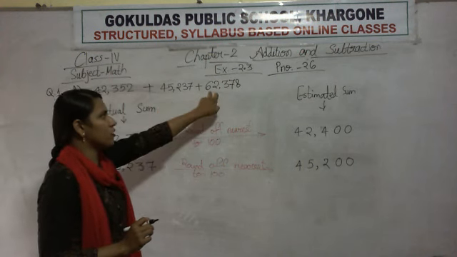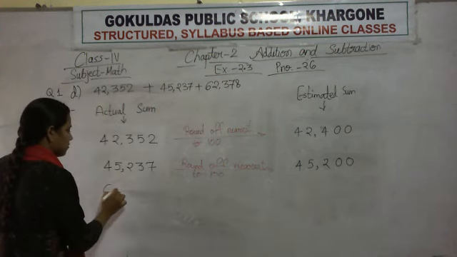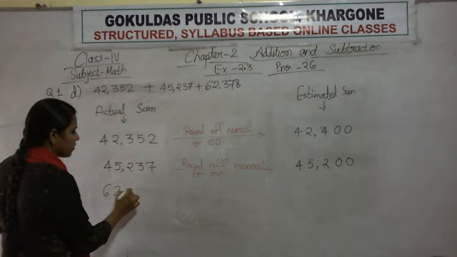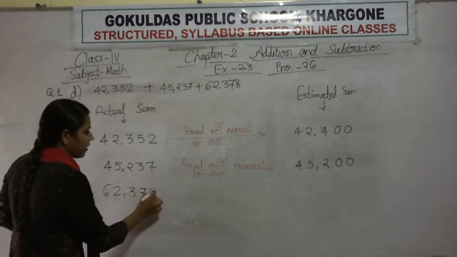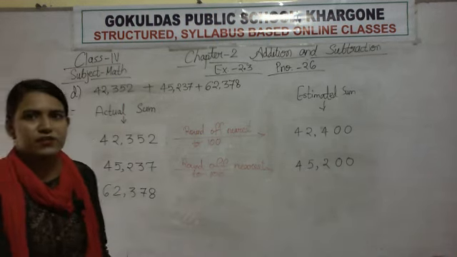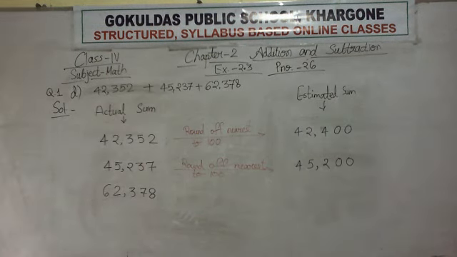We have one more number, that is 62,378. Now round off this number to the nearest 100.